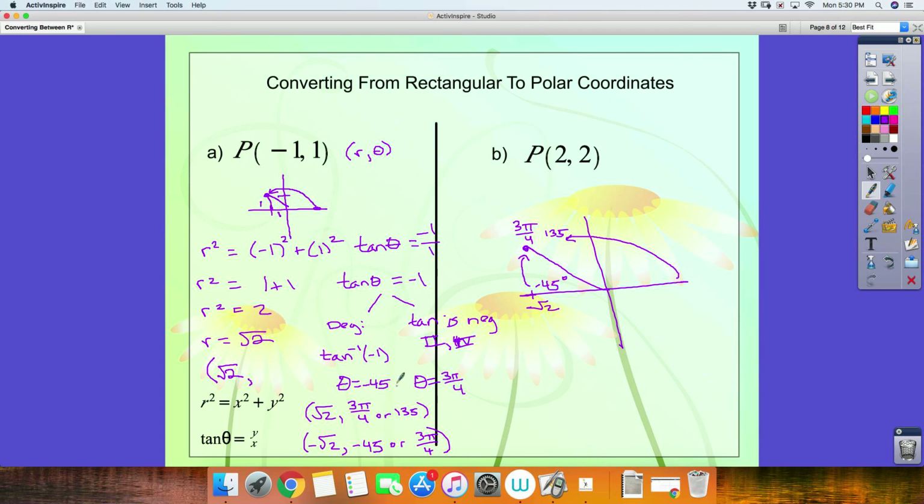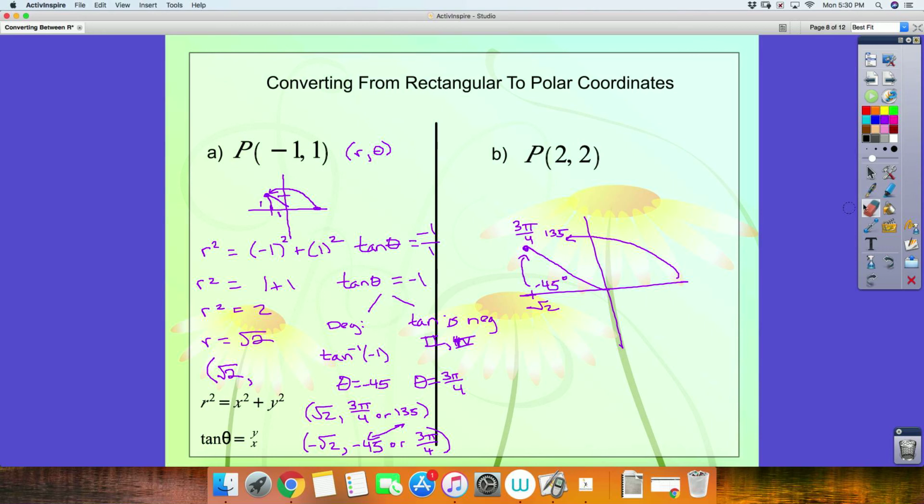So you have to be careful when you use your calculator. If it gives you a negative answer, that goes with your negative r, or your negative radius. So in this problem, we have two answers. Going the traditional counterclockwise, it's square root 2 and 135. Or going backwards, it's negative square root 2 and negative 45. So we really have to watch out with the negatives, which one we're using in degree mode.